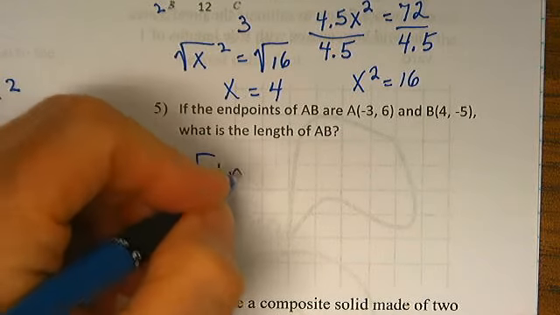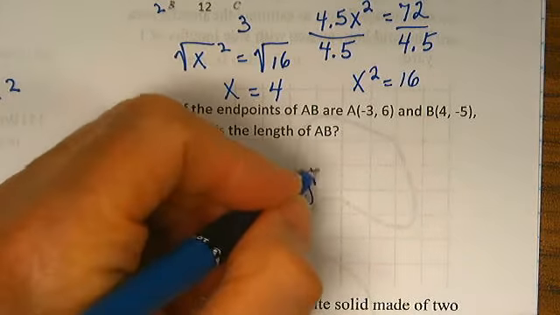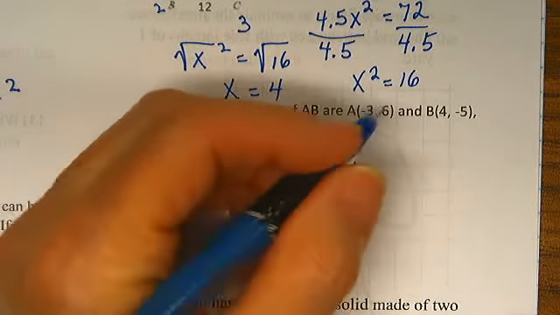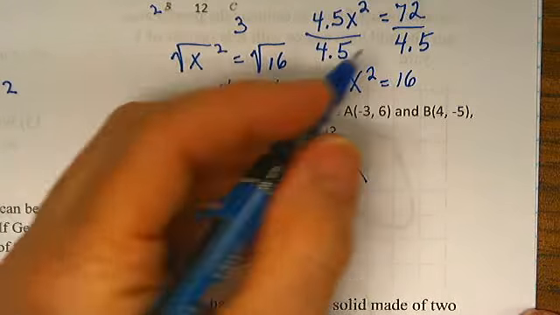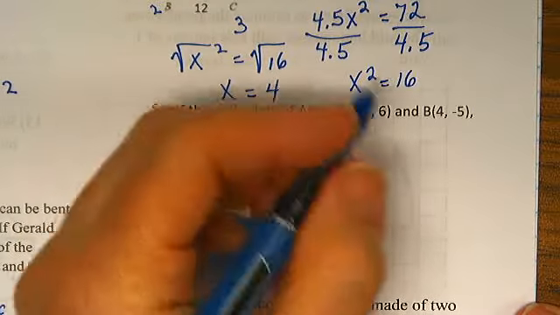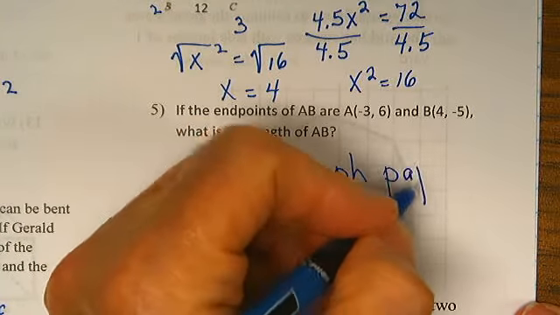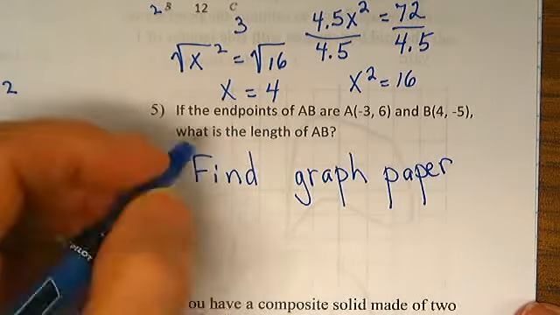Find graph paper, use graph paper. Drawing little squares just takes up time and leads to inaccuracy. Find graph paper and use it.